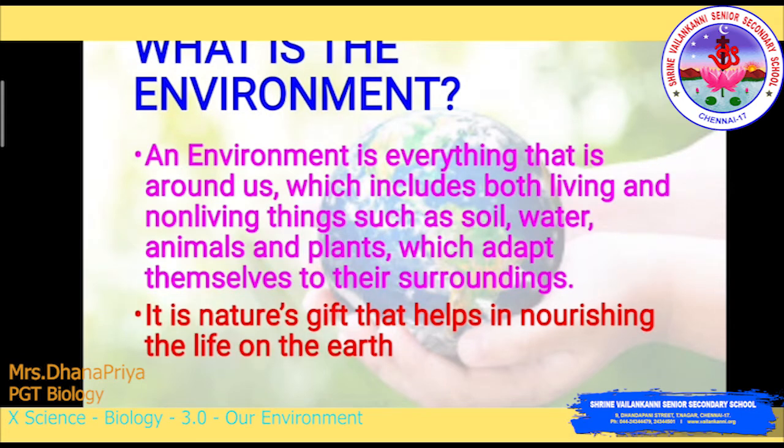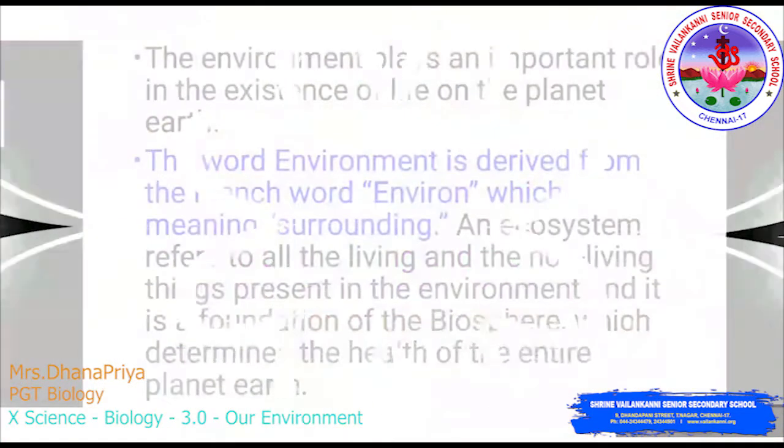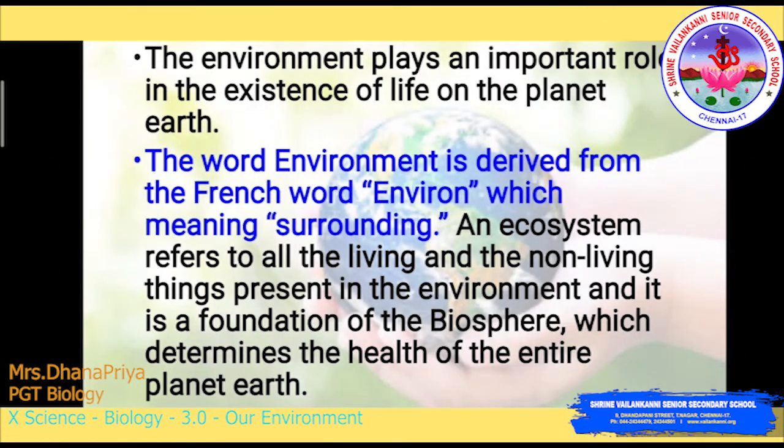What is environment? So as I said before, the surrounding. An environment is everything that is around us, which includes both living and non-living things. Soil, water, animals and plants are examples of the environment, which adapt themselves to their surroundings. Actually, our environment is a nature's gift that helps in nourishing life on the earth. The environment plays an important role in the existence of life on the planet Earth.